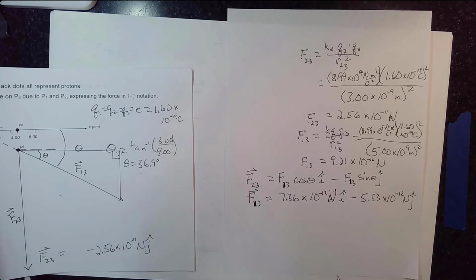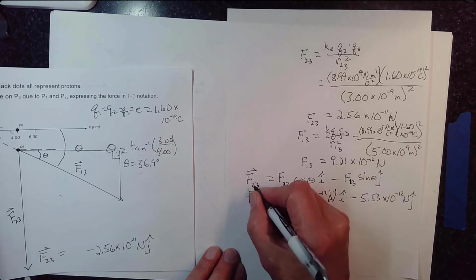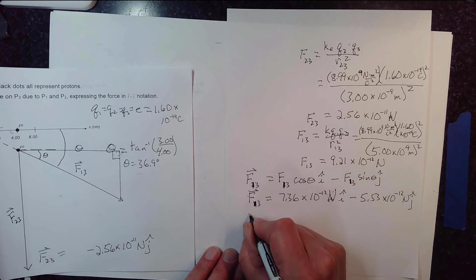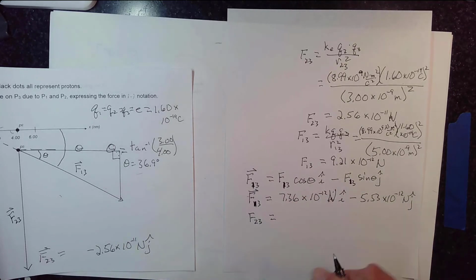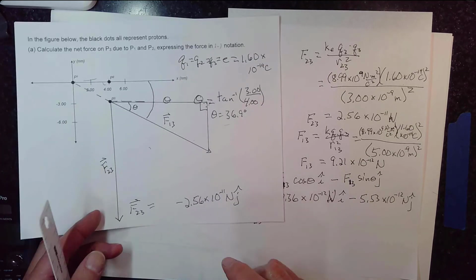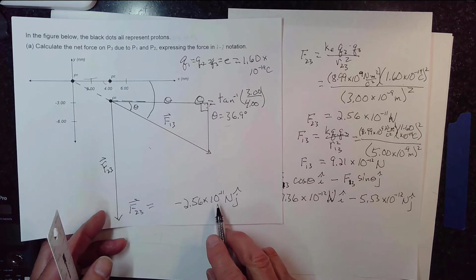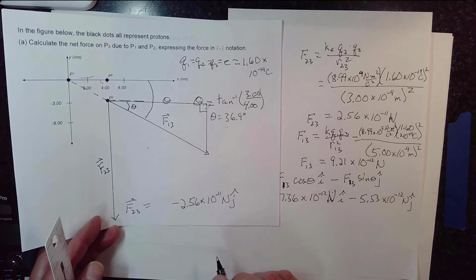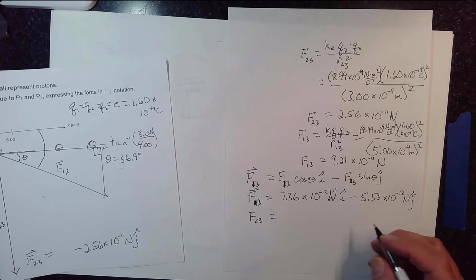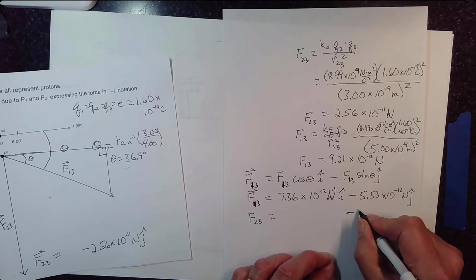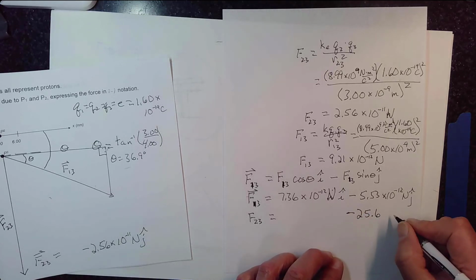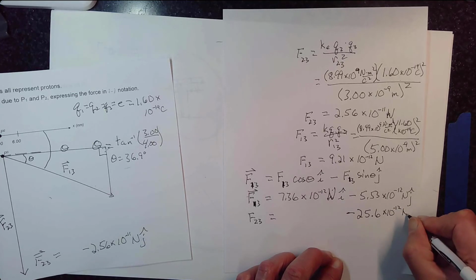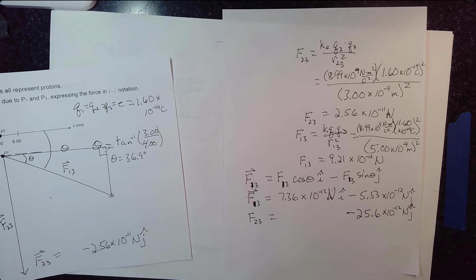That operation there. And then F23, this is F13 again. F23 I already figured out. It was this expression right here, which I'm going to write with an exponent of 10 to the minus 12th, and it would be minus 25.6 times 10 to the minus 12th newtons in the j hat direction.